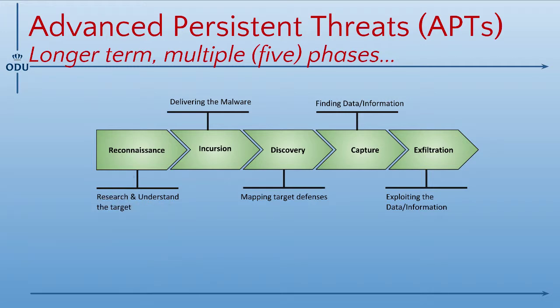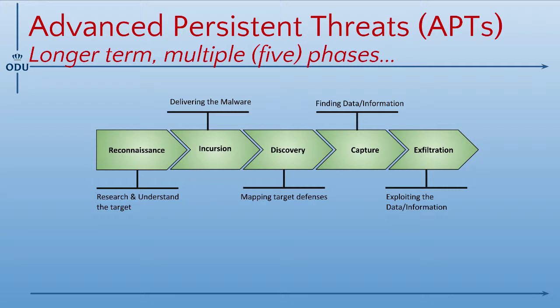Then, once a weakness has been determined, the software will deliver some type of malware to your systems. This is called the incursion phase of an APT. Next is discovery, and in this phase, the malware searches through your system and finds specific vulnerabilities which it can exploit. At that point is the capture phase.